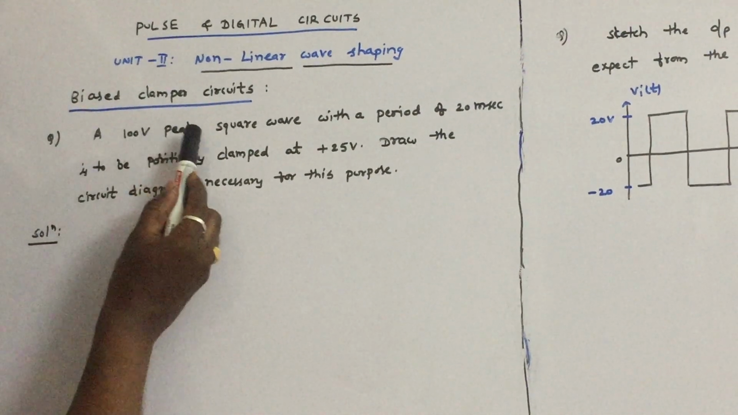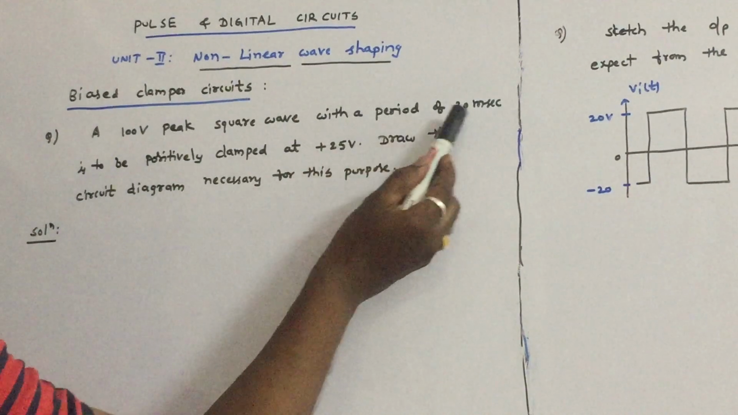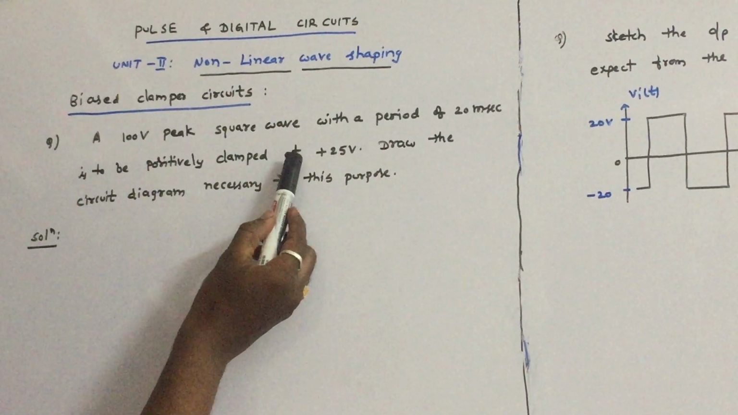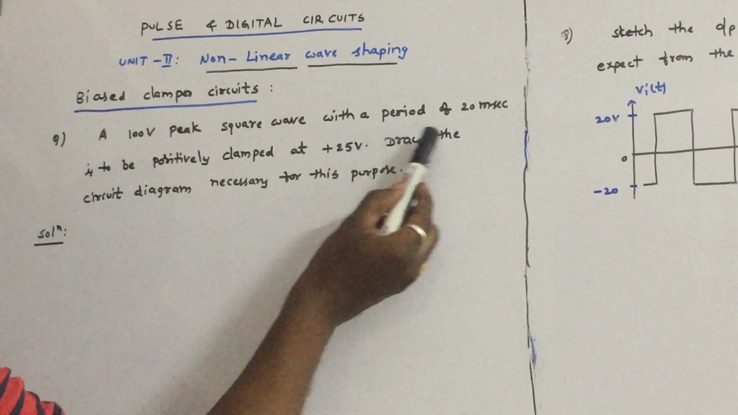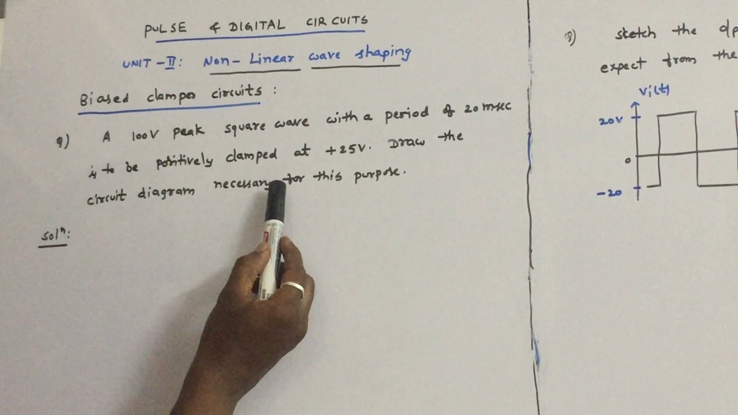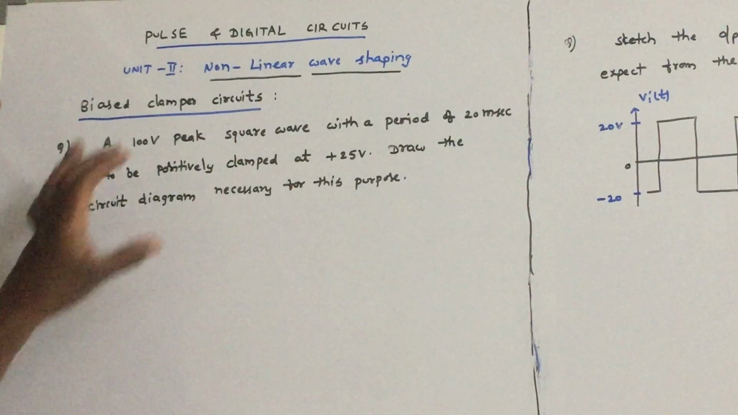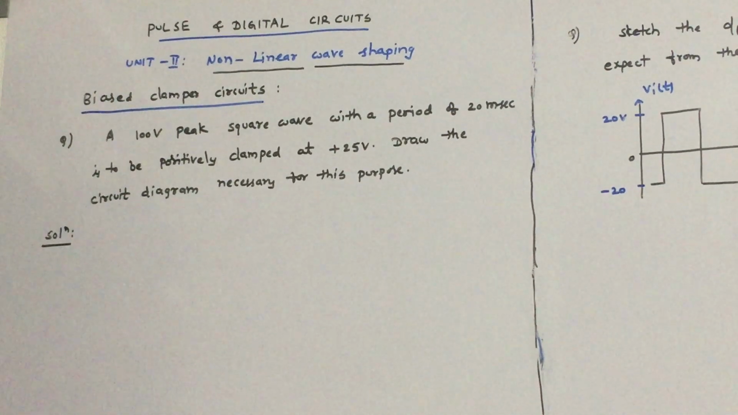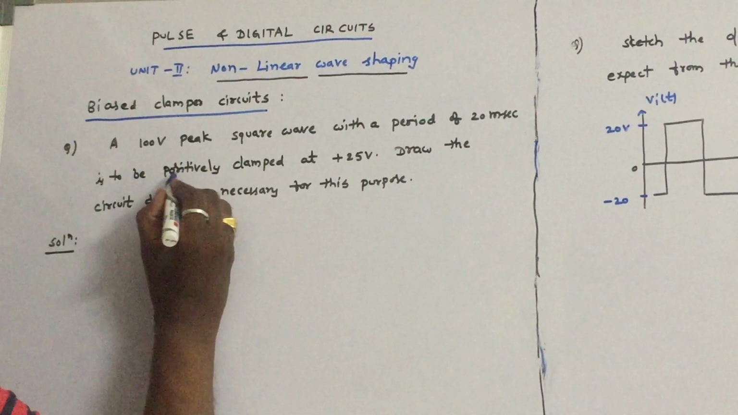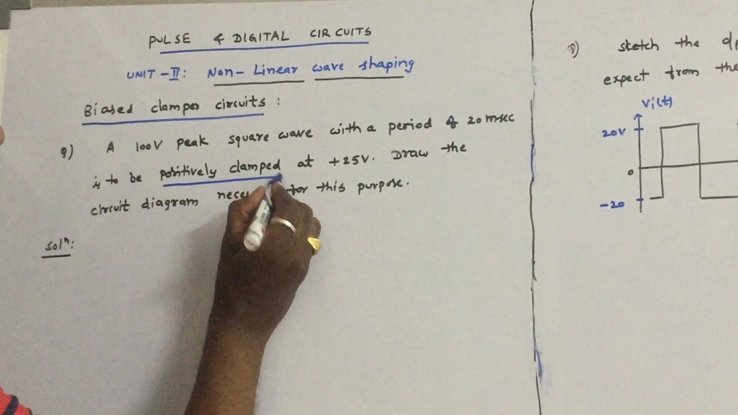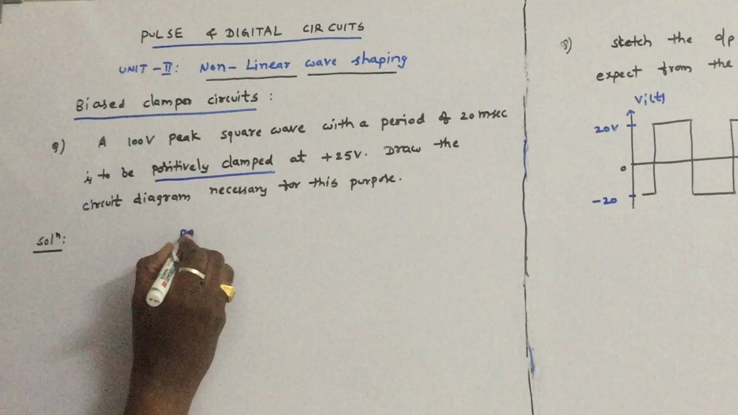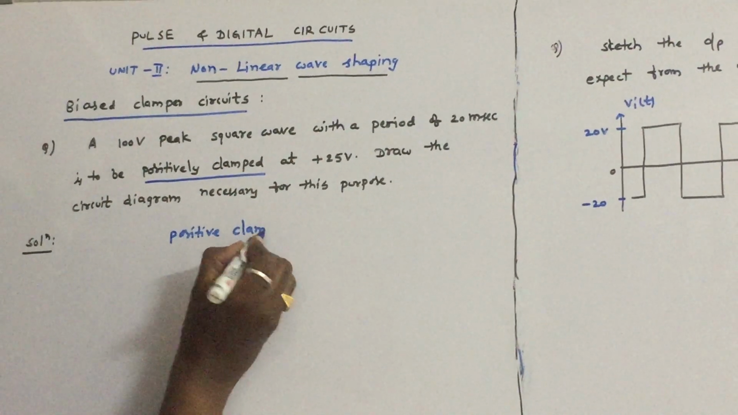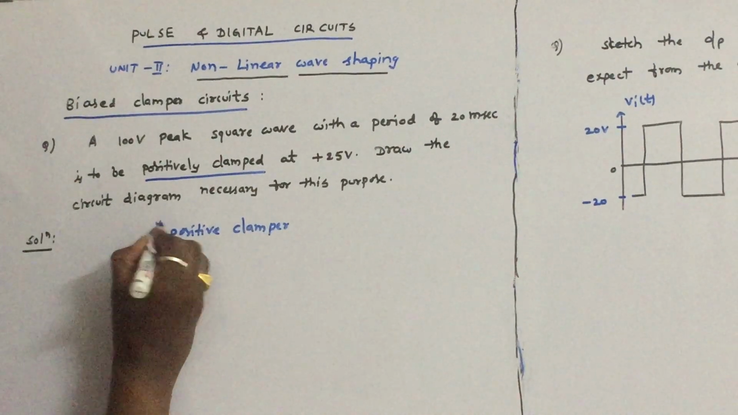A 100 volts peak square wave with a period of 20 milliseconds is to be positively clamped at plus 25 volts. Draw the circuit diagram necessary for this purpose. So very simple question. First you have to understand that in the given question it is given as positively clamped. So therefore you have to consider it as a positive clamper.